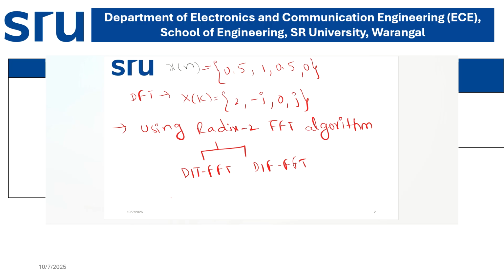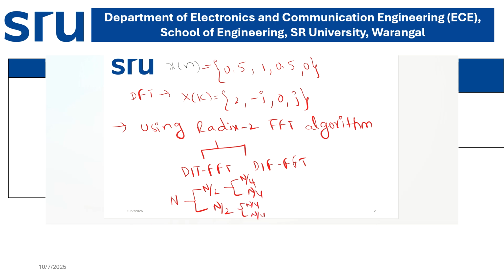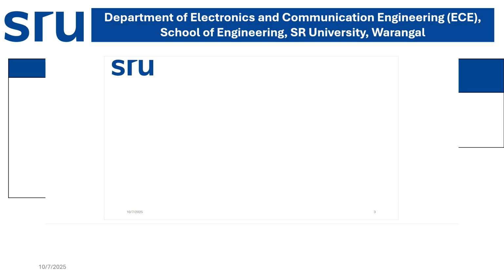So suppose you are having a sequence, n will be divided into 2 halves, that is n by 2, n by 2. Then again n by 2 will be decimated as n by 4, n by 4. Again n by 2 is decimated as n by 4 and n by 4 and so on. This process will continue depending upon the length of the sequence. Find the DFT of the given sequence using DIT FFT algorithm.